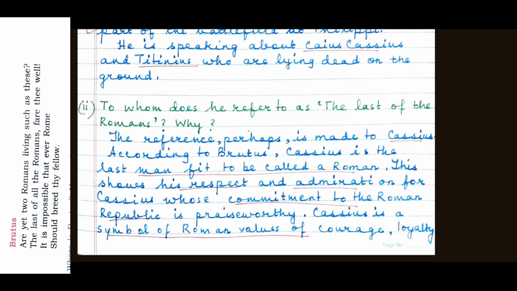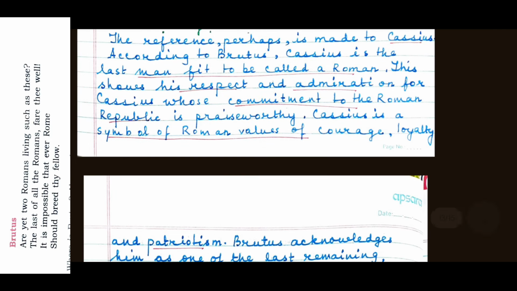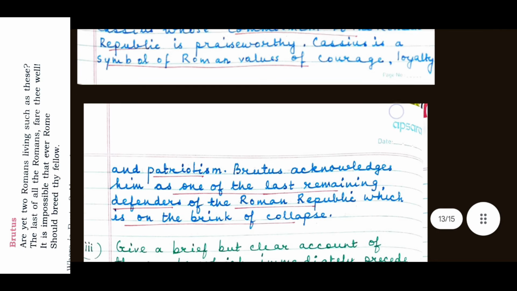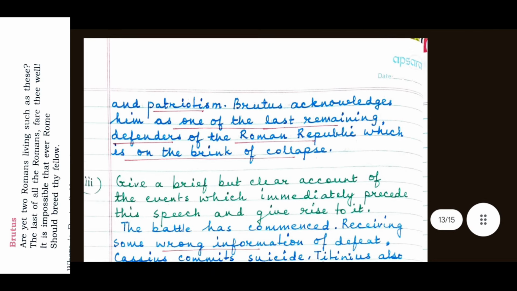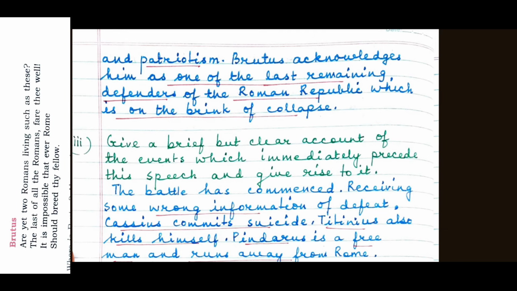This shows, number 1, his respect, number 2, admiration for Cassius, whose commitment to the Roman Republic is praiseworthy. Number 3, Cassius is a symbol of Roman values of courage, loyalty and patriotism. Brutus acknowledges him as one of the last remaining defenders of the Roman Republic, which is on the brink of collapse.